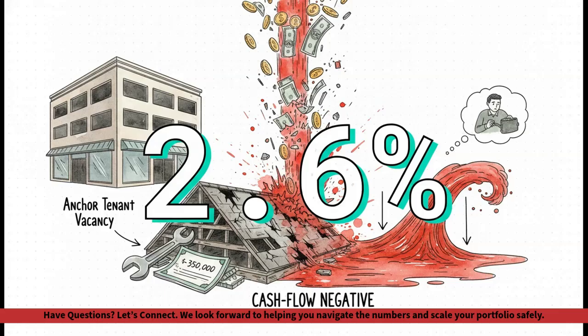And worse, when you factor in that massive $350,000 CapEx check for the roof and the incoming leasing commissions needed to replace that anchor tenant, this property isn't just underperforming, it is heavily cash flow negative. The investor is literally bleeding money.